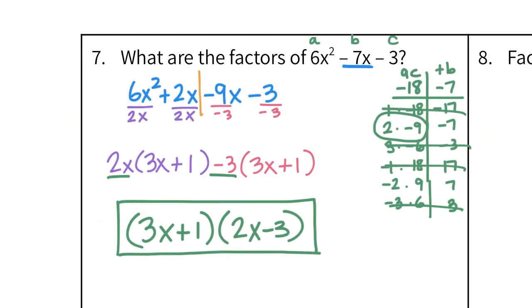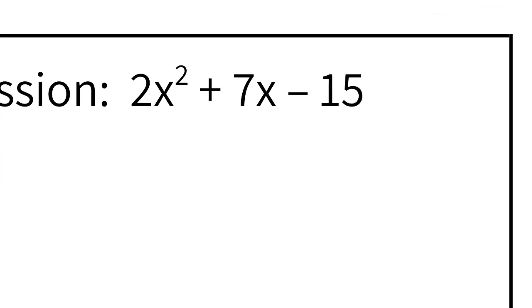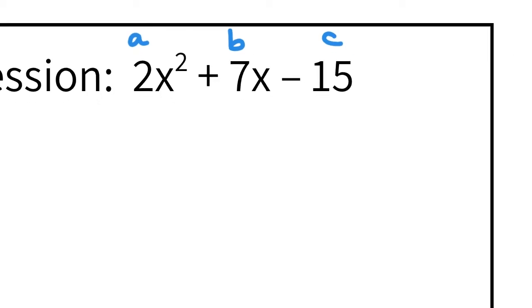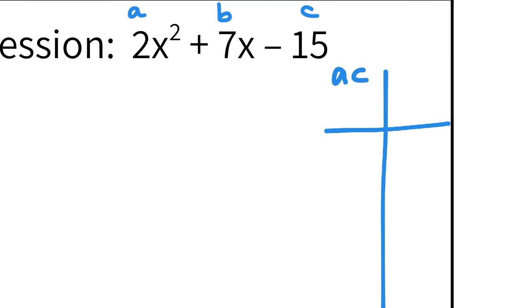Okay, let's look at another one. It says factor the expression. So same thing, there's my polynomial. This will be A, B, and C. So let's start with our T chart. Let's multiply A times C. 2 times negative 15 is negative 30.